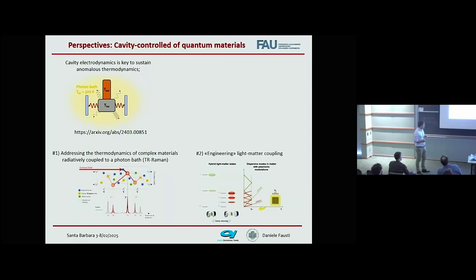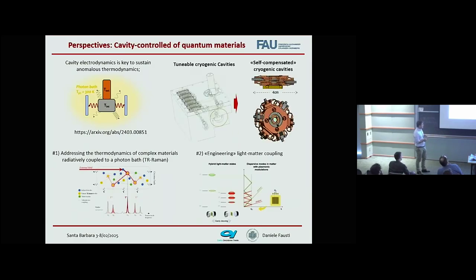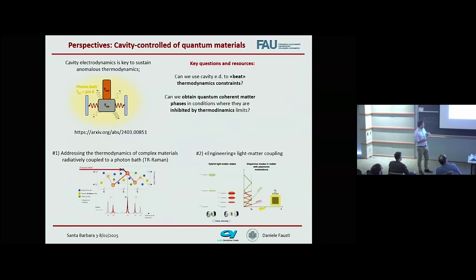So this is what we're doing ourselves, both developing the next phase of complex tunable cavities, as well as developing, let's say, very tiny cavities which we can bring around, and they are designed to be smart, to be, let's say, self-compensating. And these are the kind of questions that we want to address.